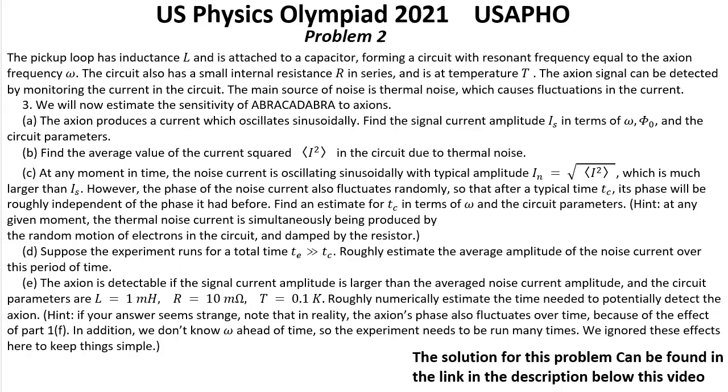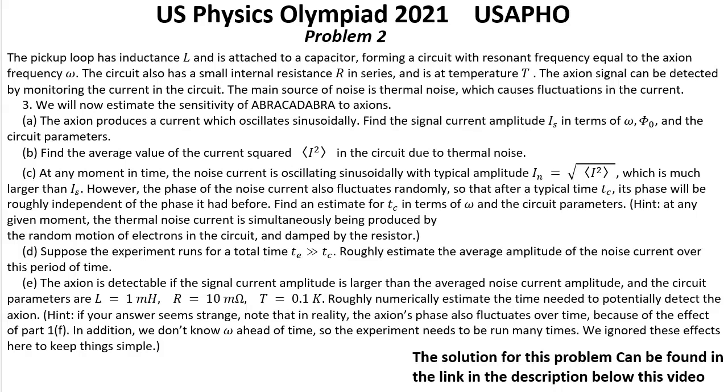D. Suppose the experiment runs for a total time Te much greater than Tc. Roughly estimate the average amplitude of the noise current over this period of time. E. The axion is detectable if the signal current amplitude is larger than the average noise current amplitude, and the circuit parameters are L equal 1 millihenry, R equal 10 milliohm, and T equal 0.1 Kelvin. Roughly numerically estimate the time needed to potentially detect the axion.